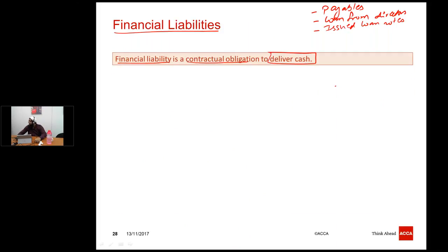So now we are discussing the financial liabilities. Only 27 minutes are left in today's session.